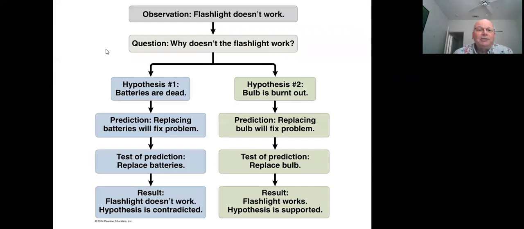So here is the next flow diagram that shows you how the scientific process works, and you can again follow this one through and see how hypotheses are tested, one hypothesis that is correct and one hypothesis that is incorrect in this flow diagram.